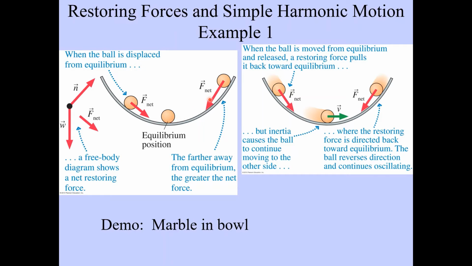Whenever the marble is anywhere else, notice it's gravity that's going to be pulling the marble down, and it's going to follow the track or the curved surface of the bowl. But over here, gravity is going to pull it a little bit to the right. Over here, gravity is going to pull it to the left. In all cases, gravity is going to try to restore the marble to the equilibrium position.